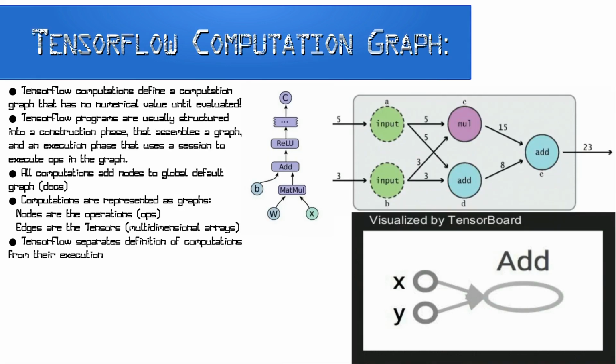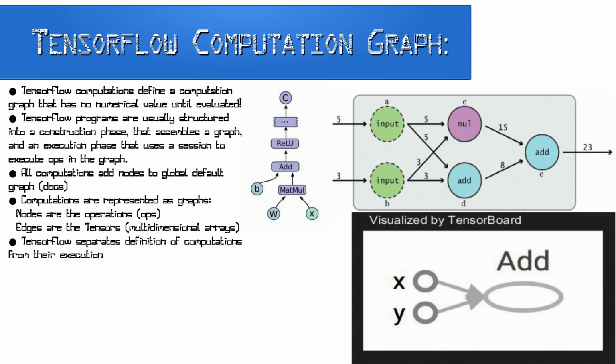The salient points of the TensorFlow computation graph. A TensorFlow computation defines a computation graph that has no numerical value until evaluated. TensorFlow programs are usually structured into a construction phase that assembles a graph and an execution phase that uses a session to evaluate ops in the graph.